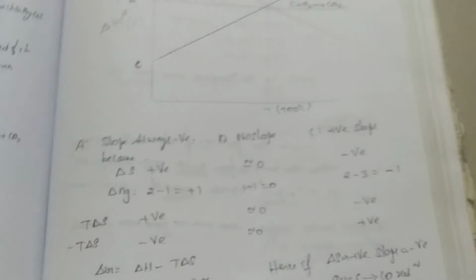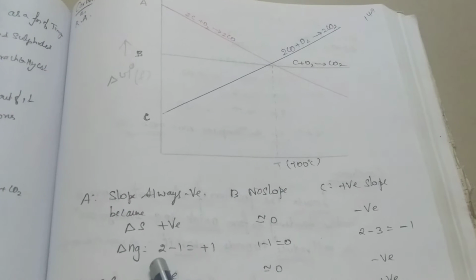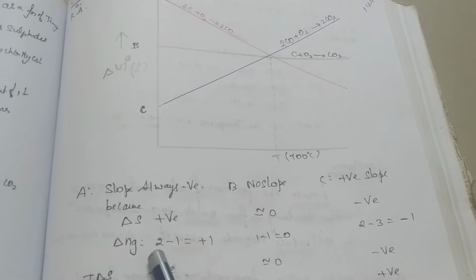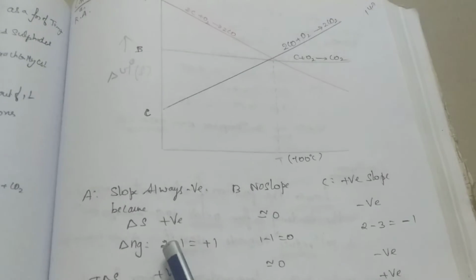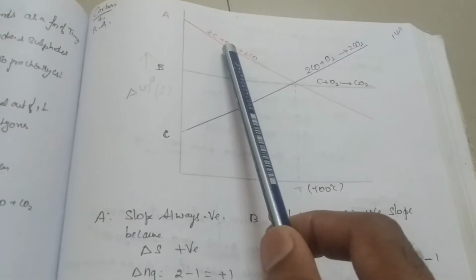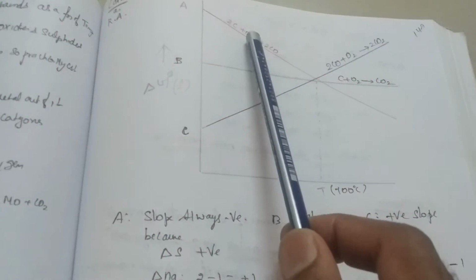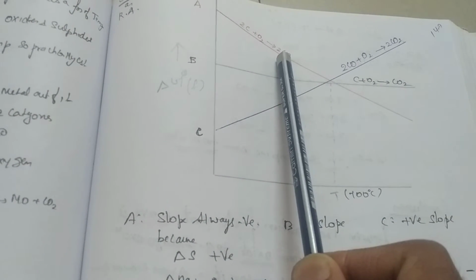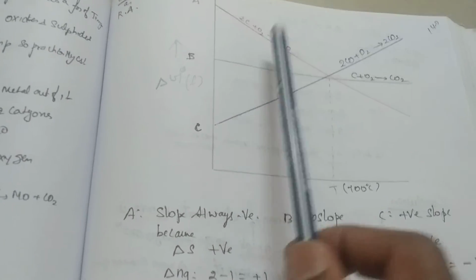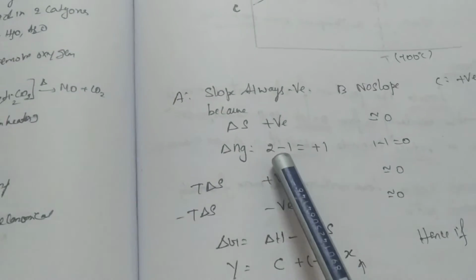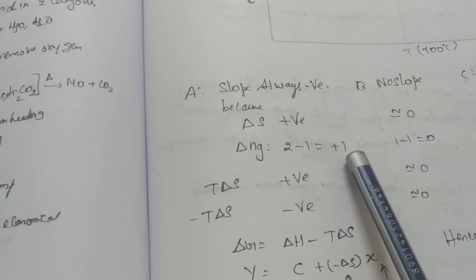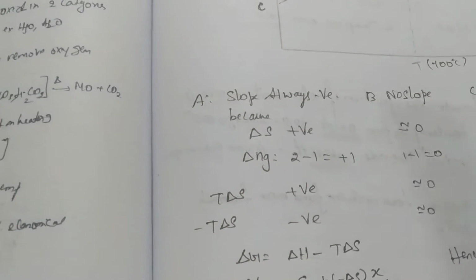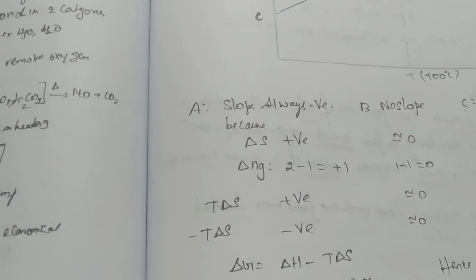See, the slope is going to be always negative for only one reaction, and that is for carbon burning to get carbon monoxide. It is because you're using 1 mole of gas to get 2 moles of gas. Therefore, final minus initial is 2 minus 1. I have done it here. Delta Ng, 2 minus 1 is plus 1 here. So delta S is positive, slope is negative. There is no slope for this reaction, therefore it is parallel to the x-axis, temperature axis.